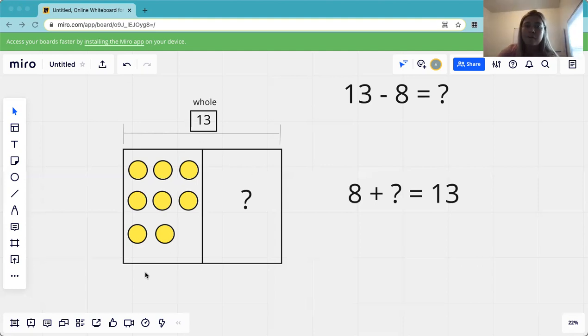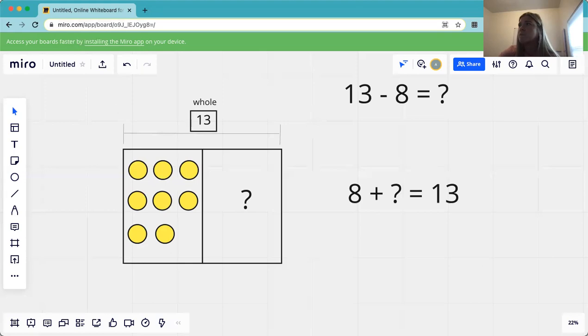All right. Which equations does this model show? Is it going to show my subtraction, or is it showing my addition? It does show both. It shows 13 minus 8, and it also shows 8 plus the number we're trying to find equals 13. So we need to figure out what the parts are in this model. So let's look.